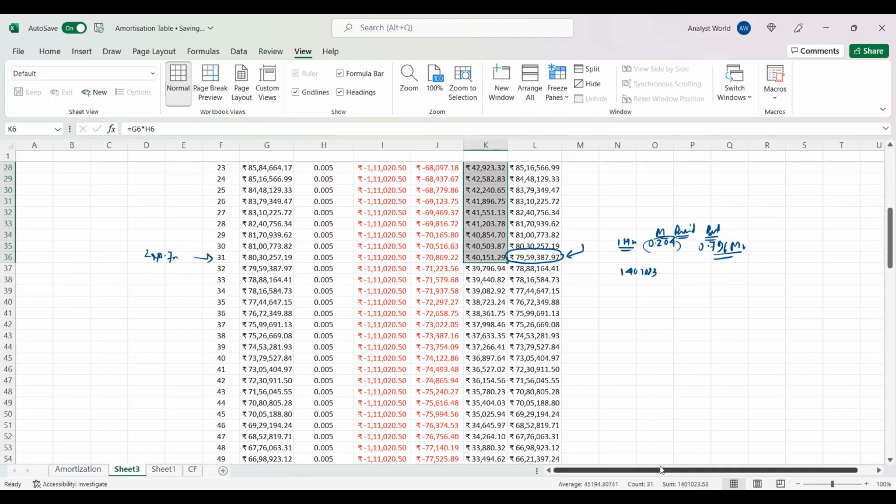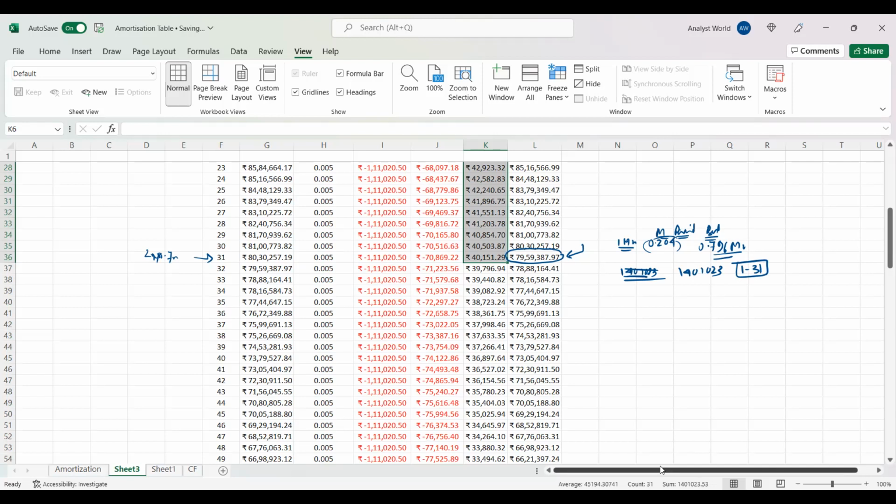1401023. Now I want you to write these two figures. I want you to write this balance 0.796 million as principal balance, and I want you to write 1401023. This is basically the sum of all the interest that has been paid from month 1 to 31. Okay. Up to this thing, anybody has any question?